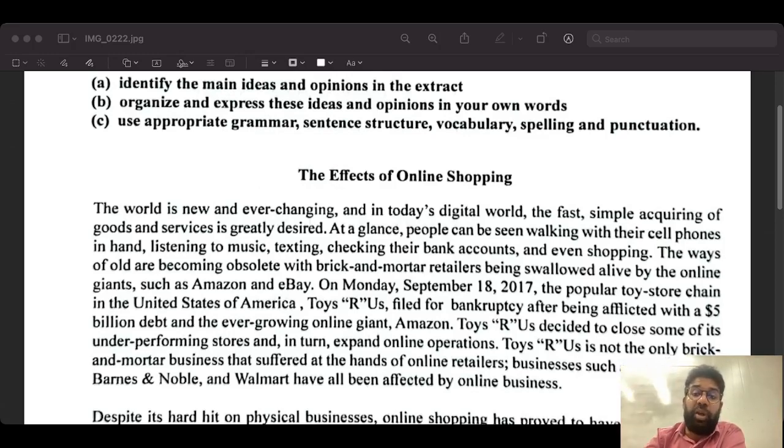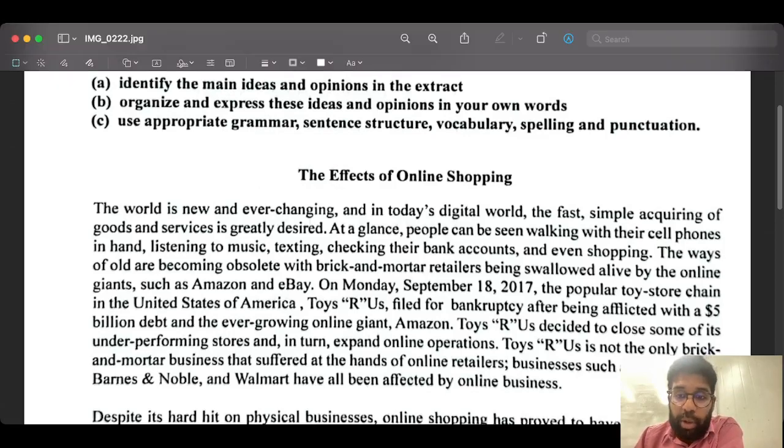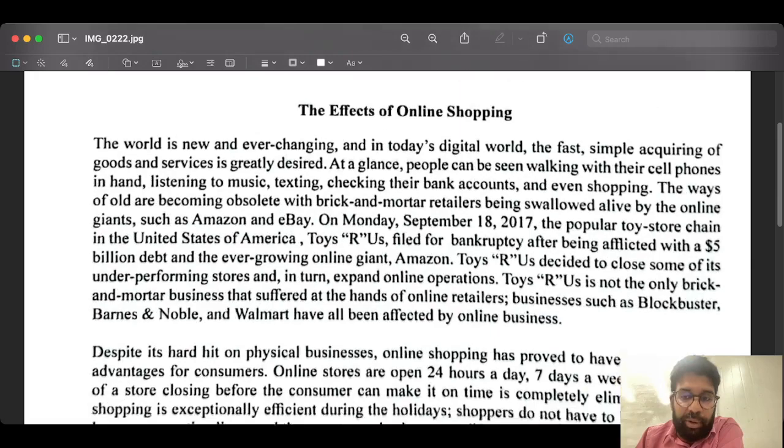We do not mention Amazon. We do not mention Toys R Us. Those are examples of online stores and physical stores. We are just saying the fact that online stores are outdoing physical stores. Right? Toys R Us decided to close some of its underperforming stores and in turn expanded online operation. Toys R Us is not the only brick and mortar business that has suffered at the hands of online retailers. Businesses such as Blockbuster, Barnes and Noble, and Walmart have all been affected by online business. Let me move it up for you all to see.